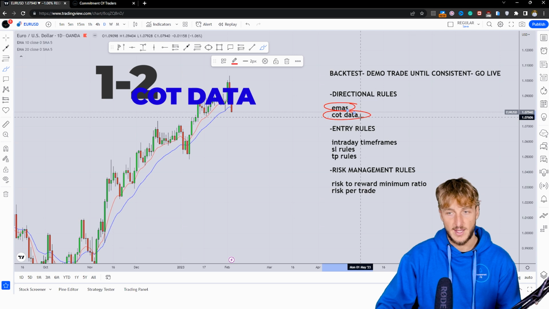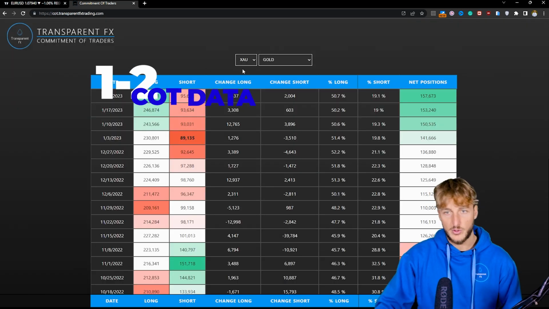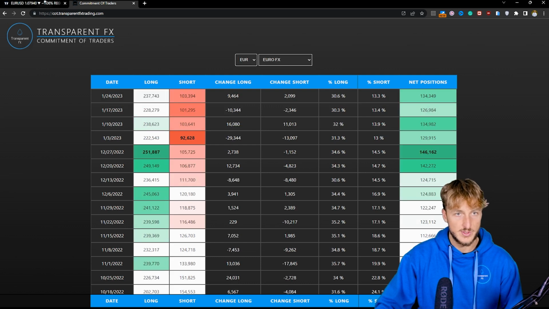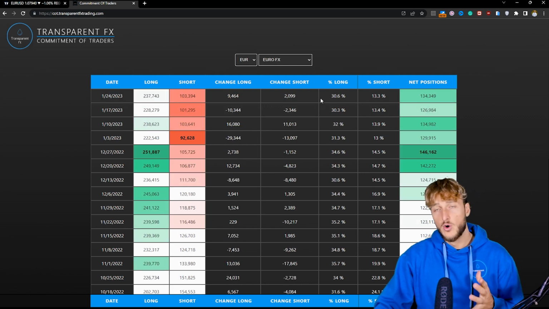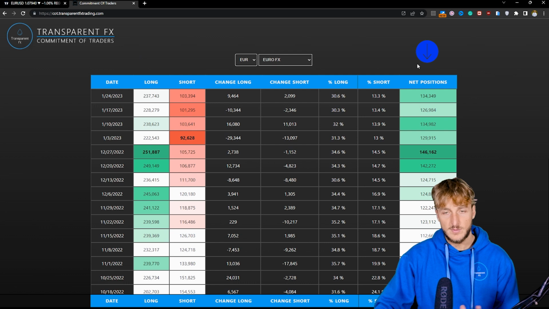What about the COT data? Well, the COT data needs to be aligning as well. Now, if we go here, for example, since this was Euro USD, we have to take Euro USD. What we have to check here is what is going on from a net positioning perspective. Now, if you look at this data, this is essentially institutions and hedge funds which are forced to report their positioning.